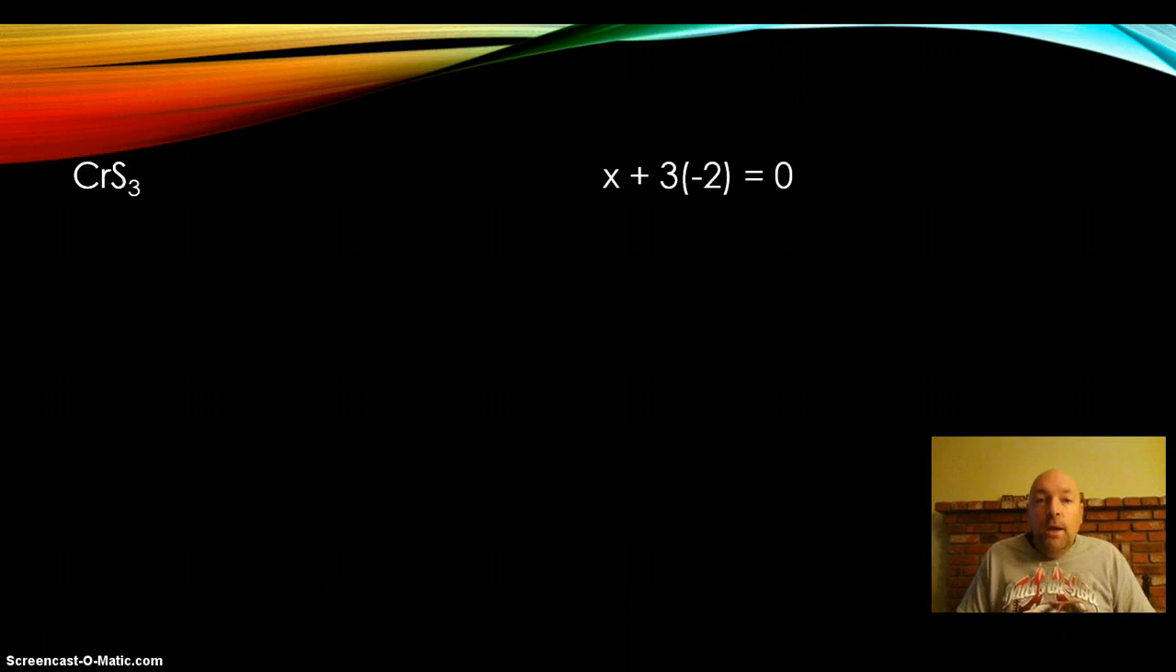And so I'm going to set it up. Chromium, I only have 1 of them, so I don't know what it is. X plus I have 3 sulfurs. Each sulfur is going to have a charge of -2, because it's an ionic bond, and whatever its charge is, that will also be its oxidation number. And so I set this up, and if I solve for that equation, I would find out that my oxidation number for chromium is 6.